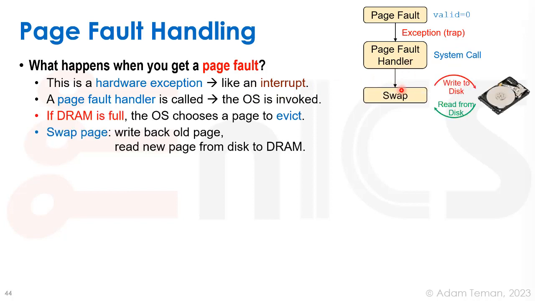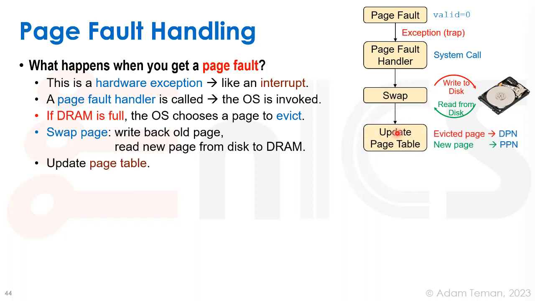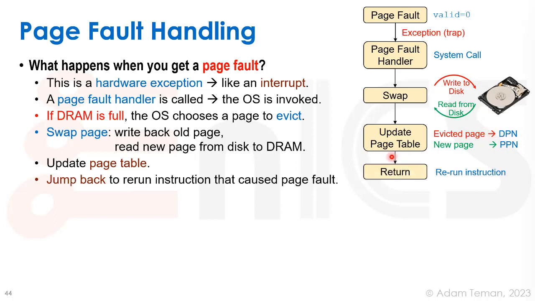The operating system is going to check, is the DRAM full? If so, what we need to do is swap out that page, write it to disk, and in any case, we need to read the page that was missing onto the DRAM. Now we need to update the page table. So the new page is going to store the PPN in the page table, and for the evicted page, we're going to replace the physical page number that was there with the disk page number that it should point to. And finally, we're going to return to the instruction that got the page fault, and we're going to rerun it.